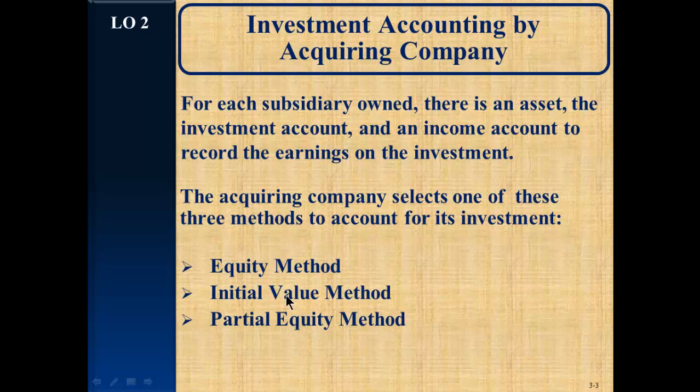And then you have the initial value method, also called the cost method. That's what I'm used to calling it in my almost 30 years of accounting: the cost method. And then the partial equity method is kind of a hybrid between the two. We'll discuss the differences, and there aren't that many, so don't get too freaked out about that. But I will tell you this, and I've said this before, that the typical way in practice is to really use the initial value method.